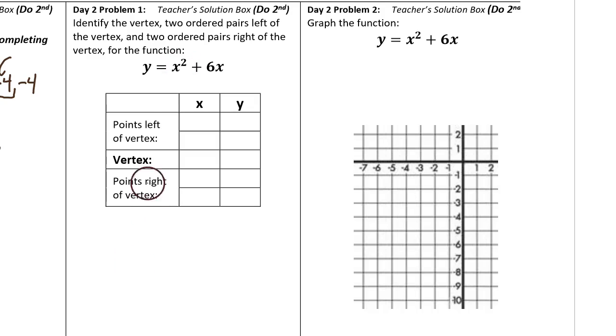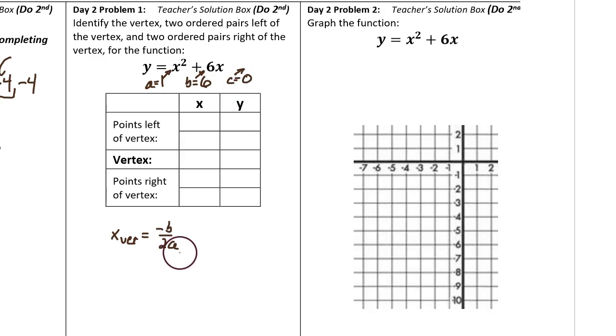To find the vertex when an equation is in standard form, there is a formula that gets you started. The formula gets you the x-coordinate of the vertex. It is negative b divided by 2 times a. So in this equation, we need to identify those values. A is the leading coefficient of 1. B is the coefficient of the x term, which in this case is 6. And C, if you ever need to know it, is the constant term, in this case 0.